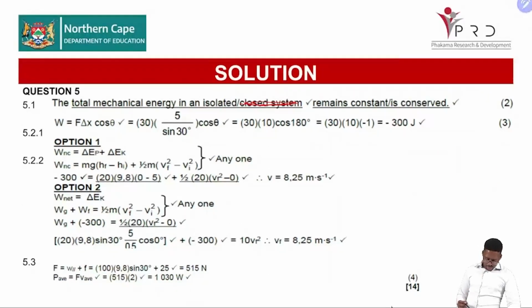So the power there, we can say power. Before we get power, we can get the constant force, which is the work done parallel by gravity plus frictional force. Then it's going to be 100 multiplied by 9.8 sine 30 plus the frictional force, which is 25, equal to 515. So the average power will be the force multiplied by the constant velocity, which is 515 multiplied by 2, and then our answer will be 1030 watts.